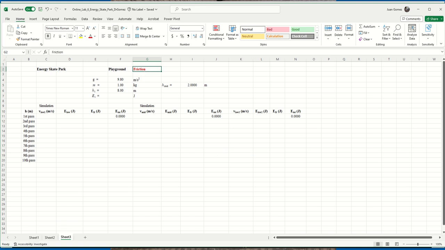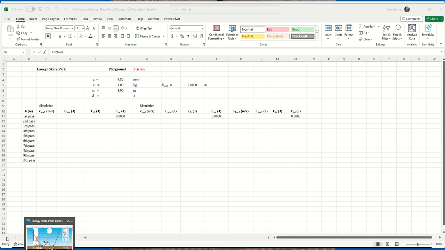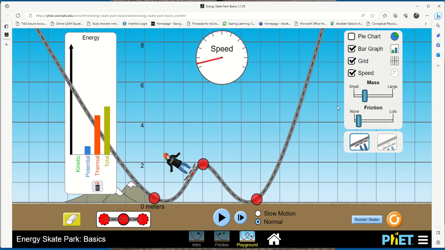Okay, so what you want to do is go to the simulation, and you want the mass to be probably near the small end, and we don't want a lot of friction. We want the friction down near the lower end, but we want some. So probably right about there is good. The reason is we want the skateboarder to make at least 8 passes over the track.